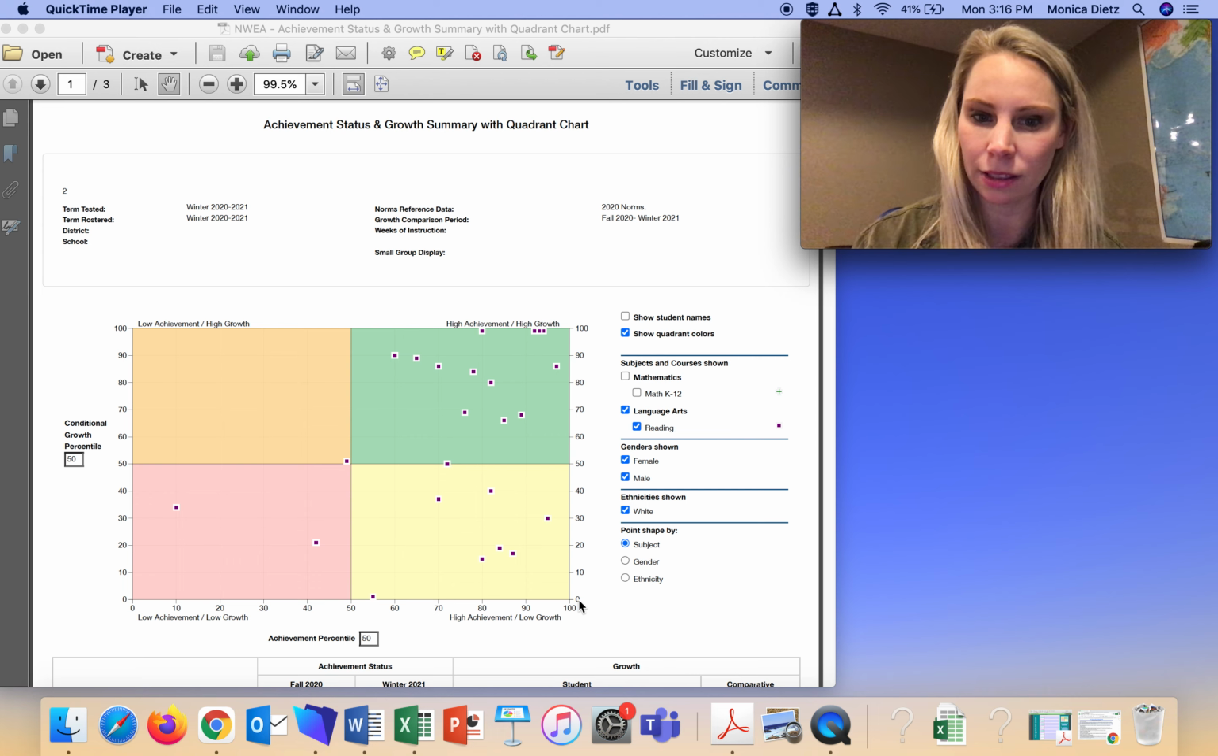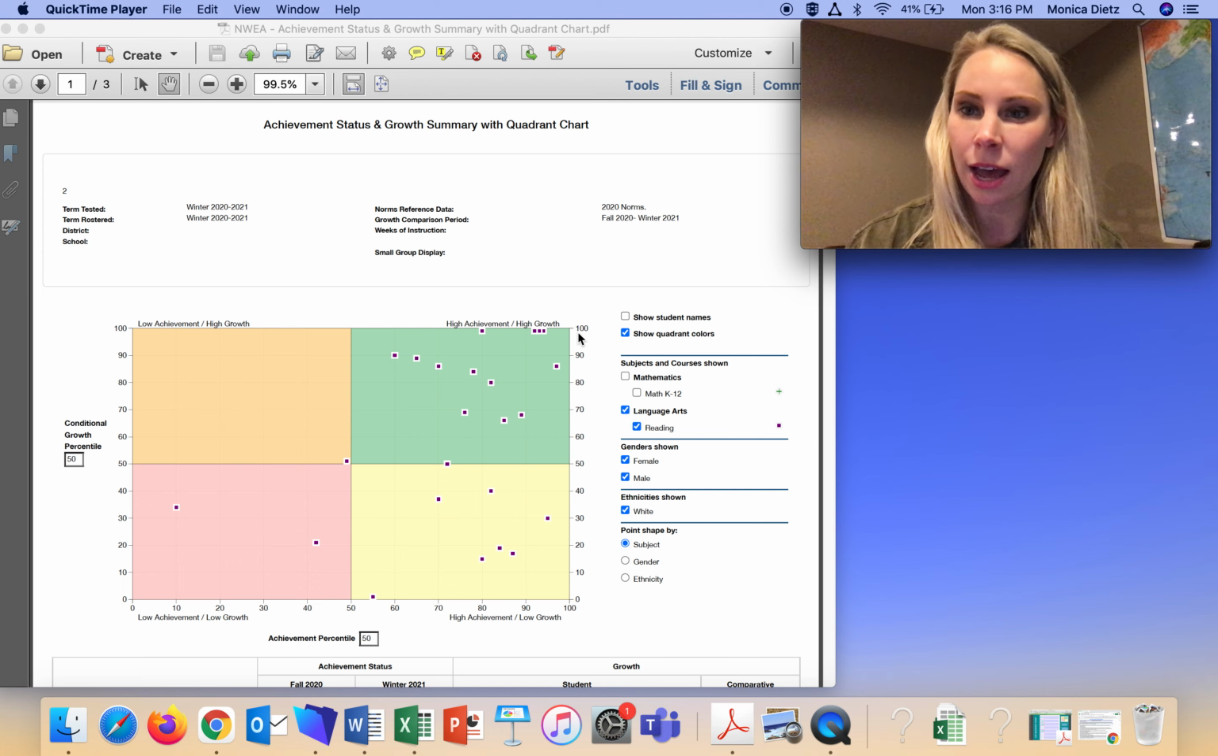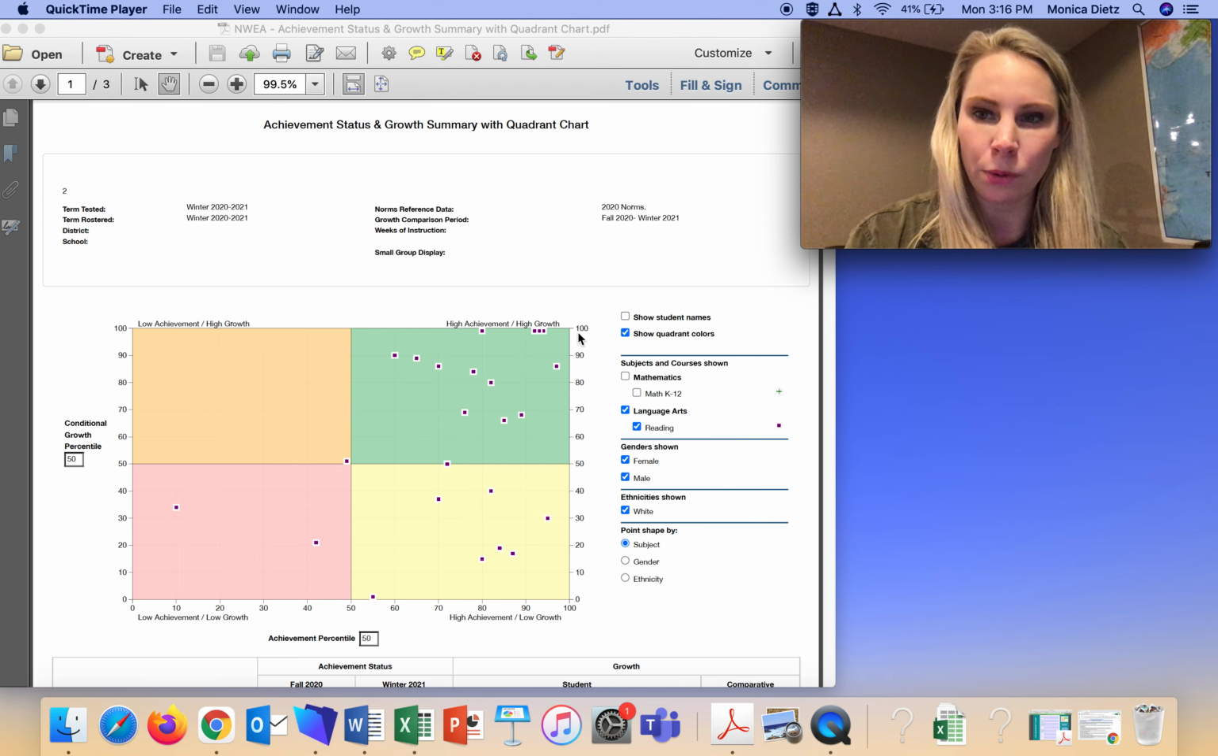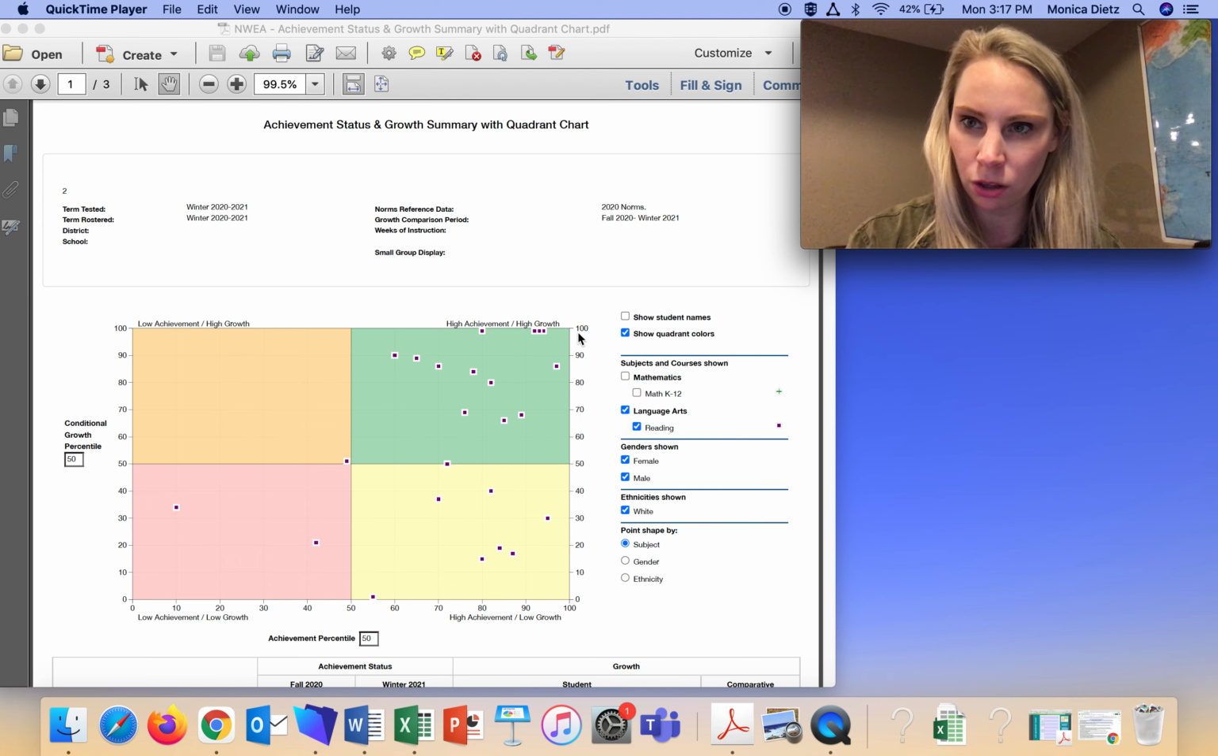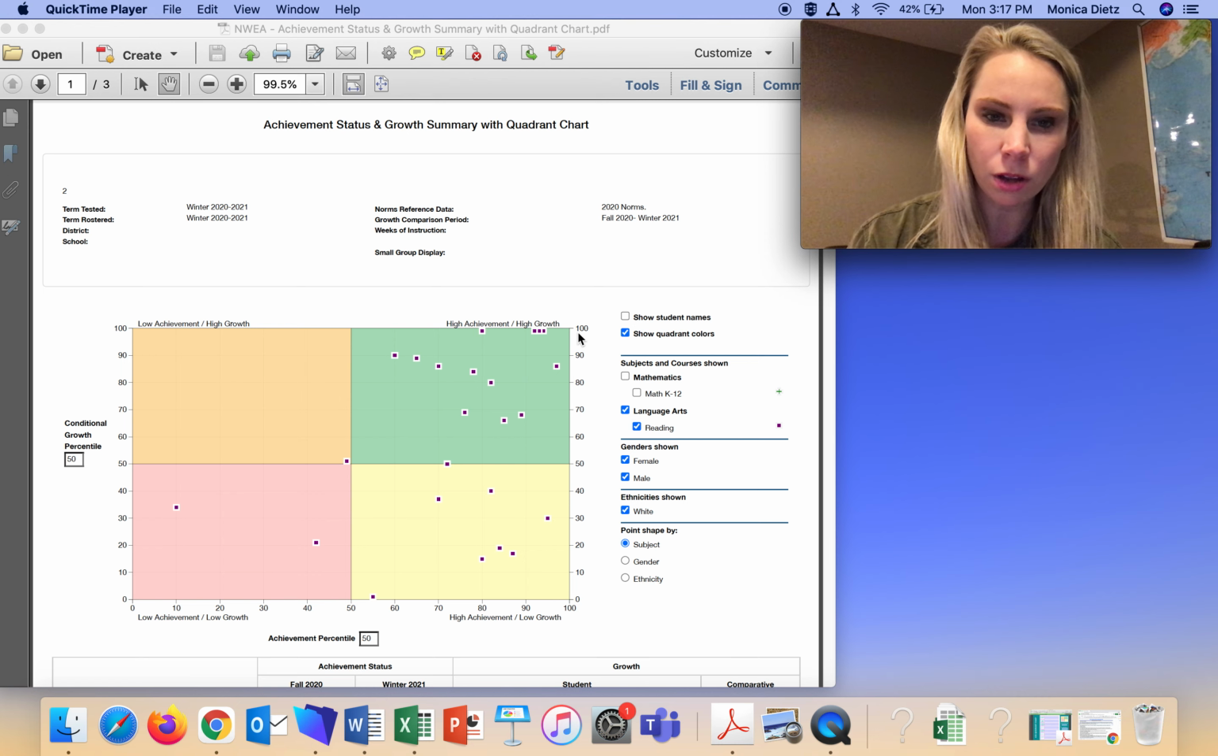Then we're going to look at the top to bottom, 0 to 100. This looks at a student's growth, okay? So are they growing at a rate faster than those who scored the same as them in the fall? Or are they growing slower than their peers? All right, and then based on that, we can see who's in which box.